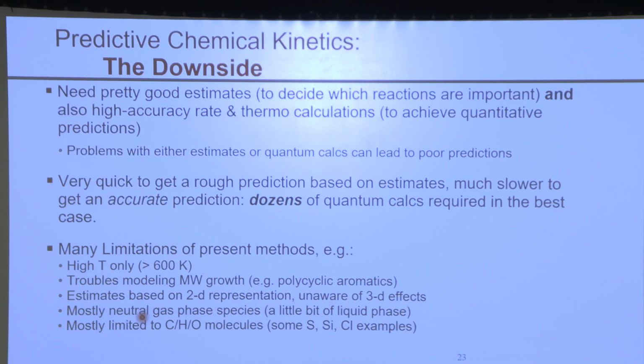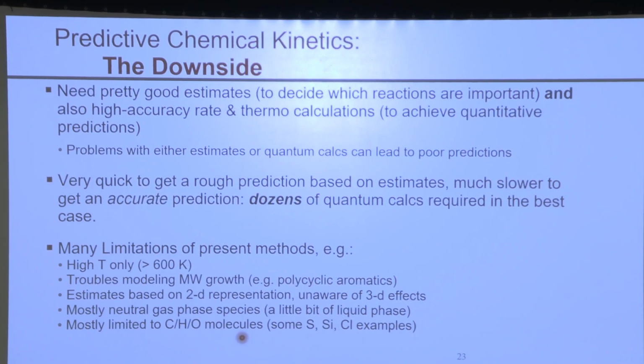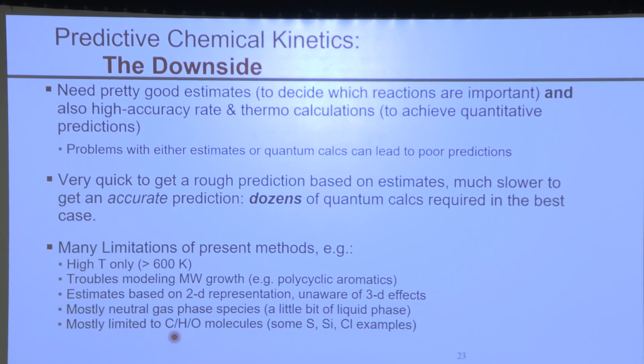And so far, we can mostly just do neutral gas phase reactions, a little bit of liquid phase reactions. But there are a lot of systems with ions, like Professor Zhu does plasmas with combustion. Currently, we can't really do it. In liquid phase, you have a lot of ions. Right now, we really can't estimate them very well. And mostly, we know carbon, hydrogen, oxygen stuff, a little bit of nitrogen, sulfur, silicon, chlorine, but not that much. There's a lot of chemistry that the computer doesn't know, and therefore it can't predict.